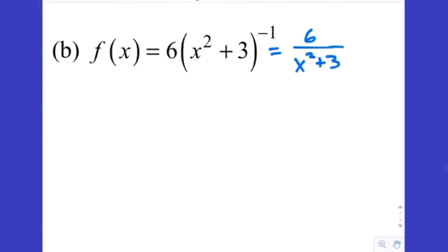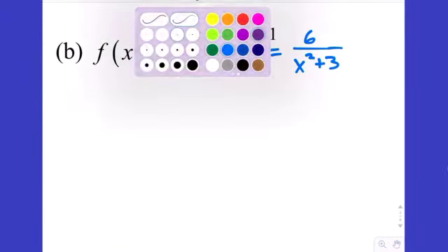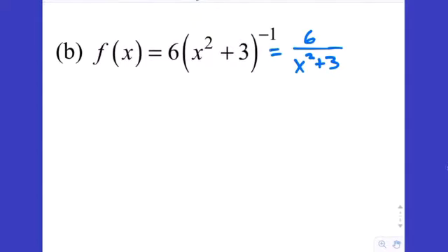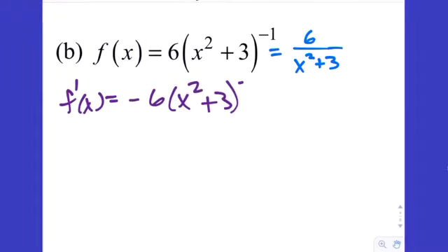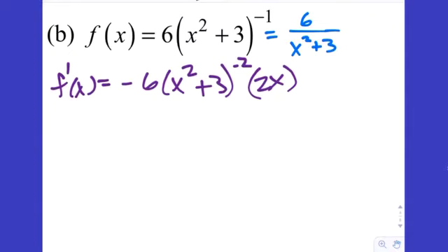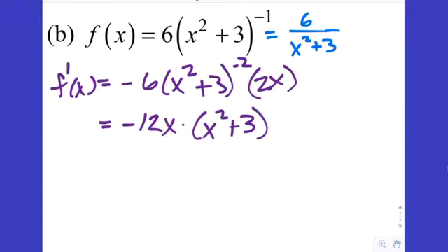Now let's go ahead and find the second derivative by going through the first. I'm going to go back to the original version, rather than the quotient rule. The chain rule is a little bit faster. So f prime, -6 blob to the -2nd times the chain rule, 2x. So if you clean that up, then you get -12x times x squared plus 3 to the -2nd. From there, you can either use the chain rule and product rule, or you can use the quotient rule.